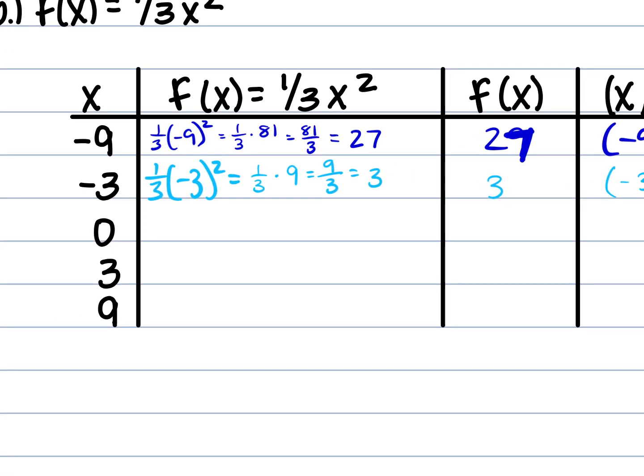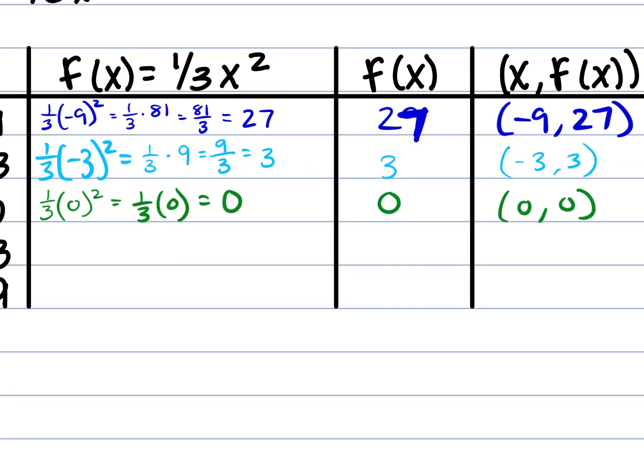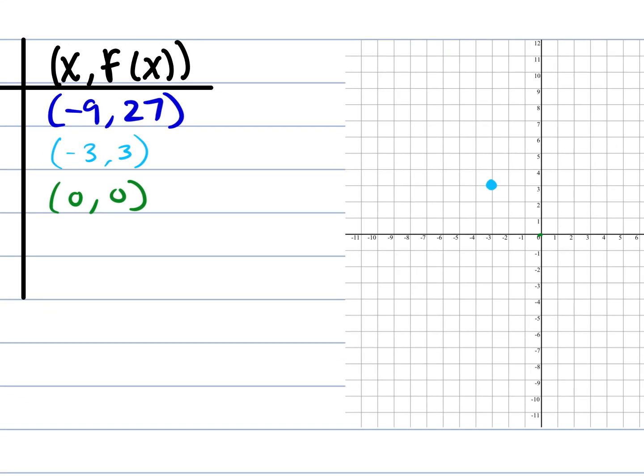What do we plug in next? 0. 1/3 times 0 squared. What's 0 squared? 0. And 1/3 times 0? 0. So we get 0. What's our point going to be? 0, 0. So we're going to put that at 0, 0 on our graph.